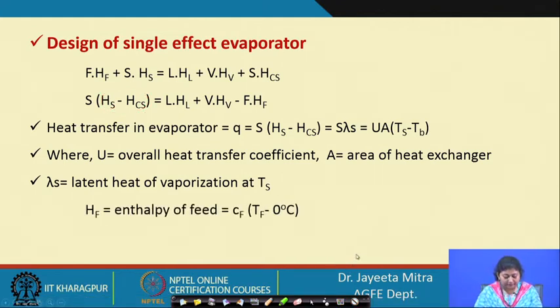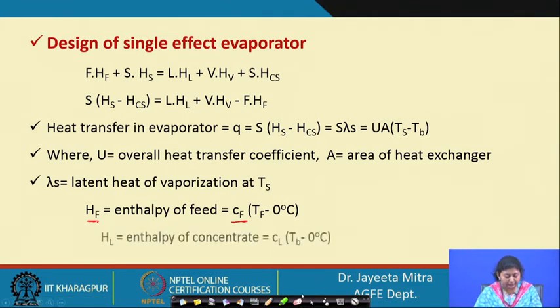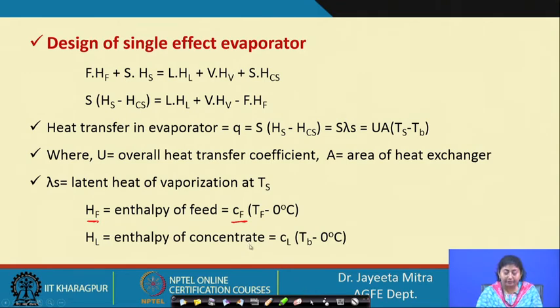and enthalpy of the feed. Now, how can we calculate the enthalpy of the feed? We need to know another property, that is specific heat. Okay. Specific heat is the heat required per unit mass of the product to increase the temperature by 1 degree Celsius. So, Cf into (Tf minus 0) gives me Hf, the enthalpy of the feed. HL is the enthalpy of the concentrate.